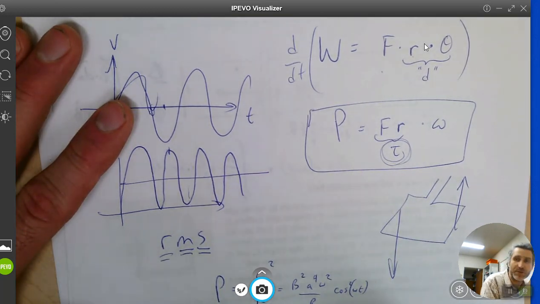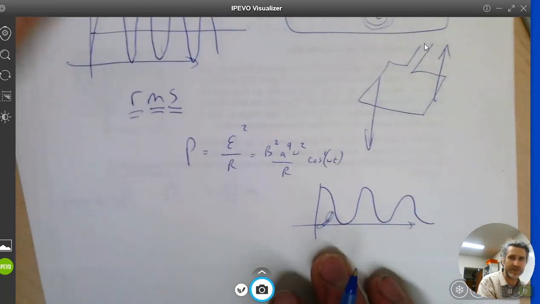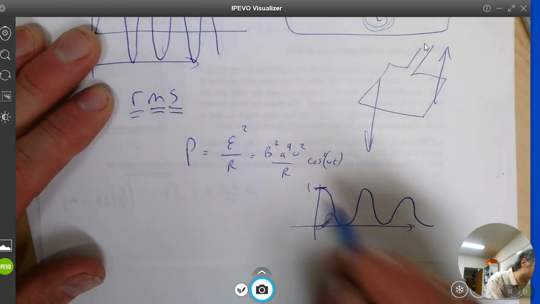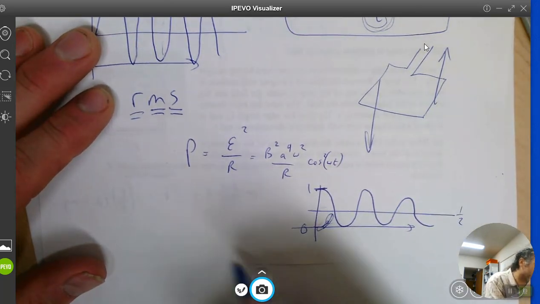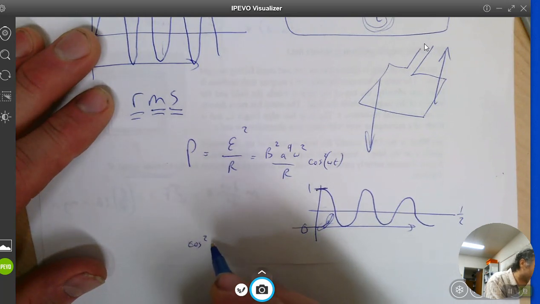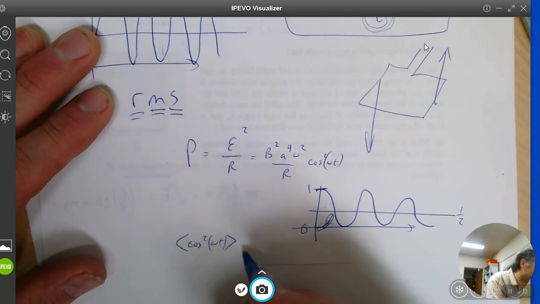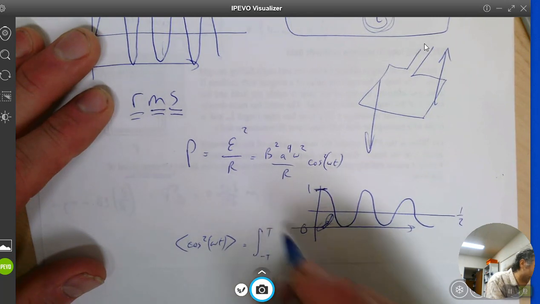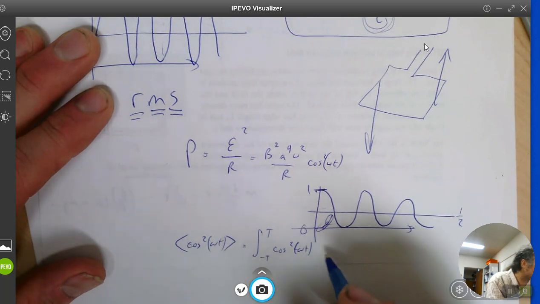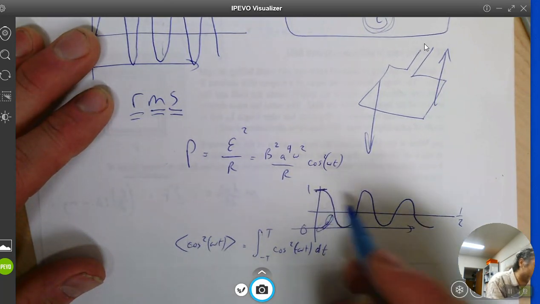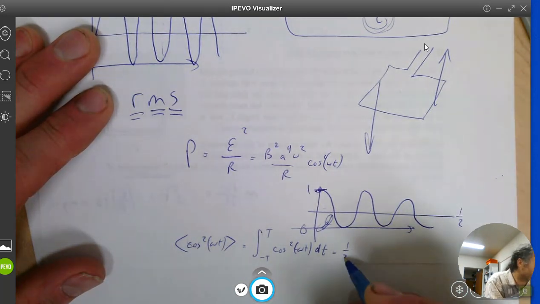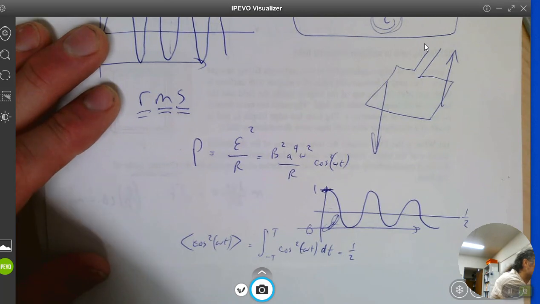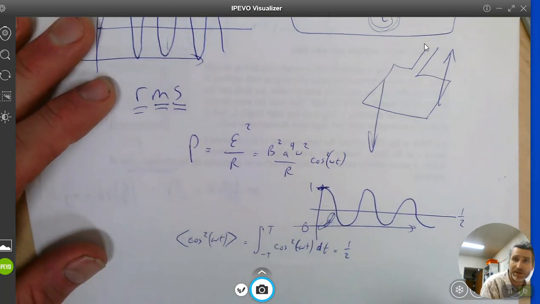And it turns out that if you took the average of this, going between 1 and 0, maybe you can intuitively see that it's supposed to be 1/2. But you can also do it formally: the cosine squared of omega t, time averaged, would be like taking the integral from some minus t to t of cosine squared of omega t dt. And if you integrate this over a complete cycle, you'll actually find that this is equal to 1/2. This is a very common result in a lot of physics problems, so I thought I'd mention it.